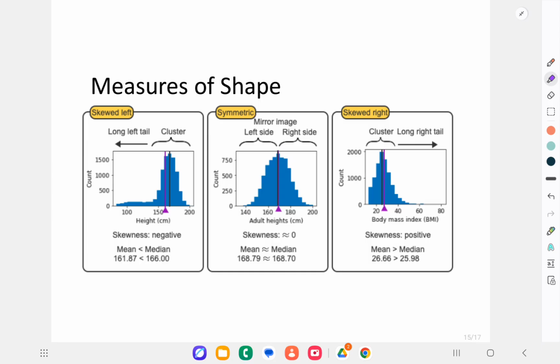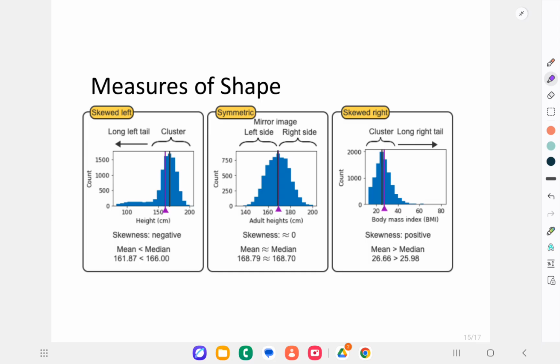So we've looked at where the data is centered and how much it spreads, but now let's talk about the shape or the distribution of the data. This tells us about the overall pattern of the data when we visualize it as a histogram or density plot. So knowing the shape helps us choose the right analysis technique and avoid false assumptions about the data.